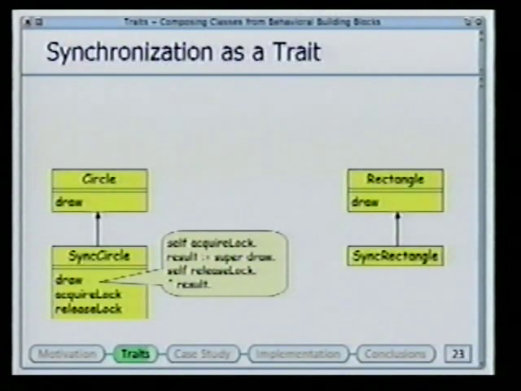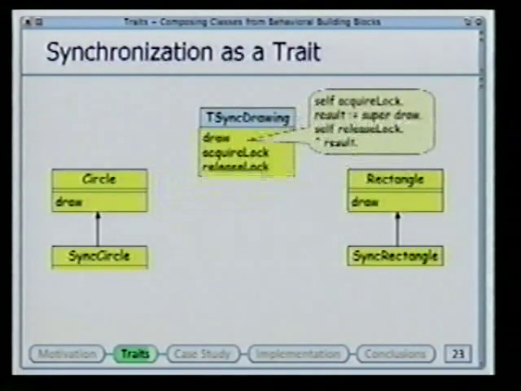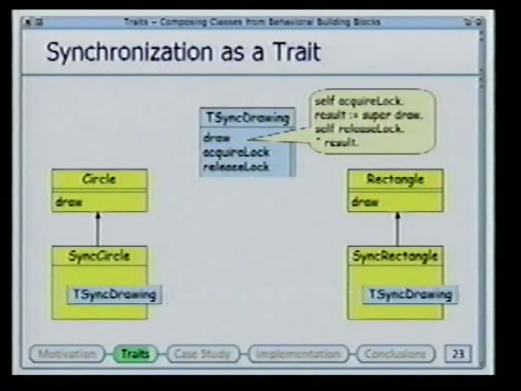Okay, now, since we now know how traits are composed, let's go back to our problems and see how we would solve them with traits. So first, the problem where we want to share some synchronization code or whatever else of adaptation code between multiple classes. Now with traits, we just put that code into a trait. So we call that trait here T-synchronized drawing. And then we can use that trait in all the classes that actually need to be synchronized.